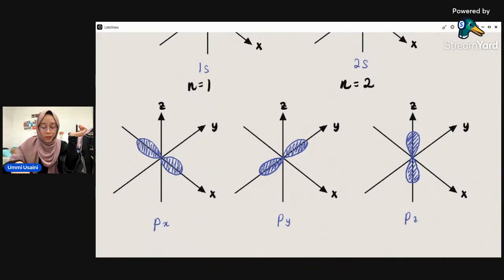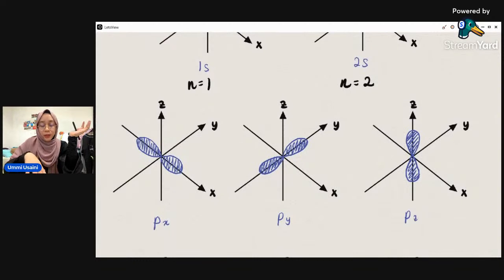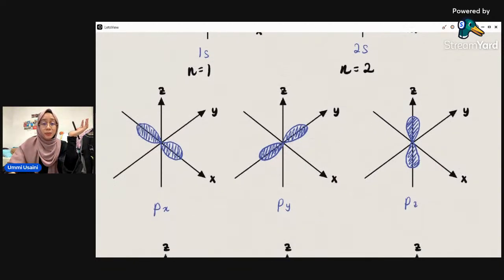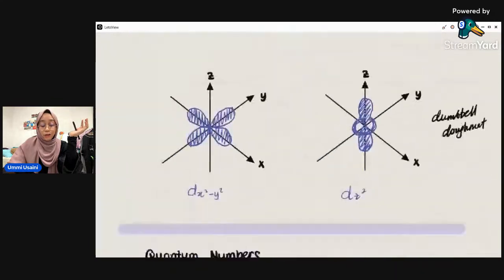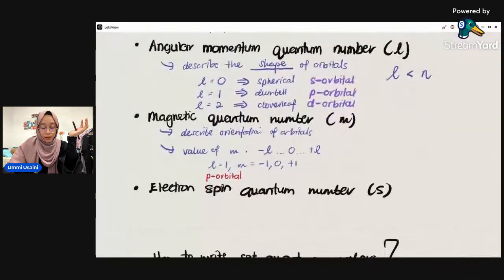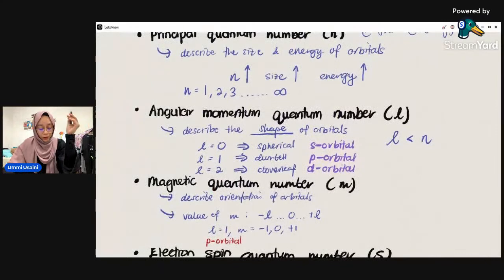Okay. So here we can see how our P orbital can have 3 orientations: Px, Py, Pz. That is because of the values of m that we get. Okay. So there is negative 1, 0, positive 1. So it shows that our P orbital consists of 3 orbitals. Okay. So just let me write this down for your reference.